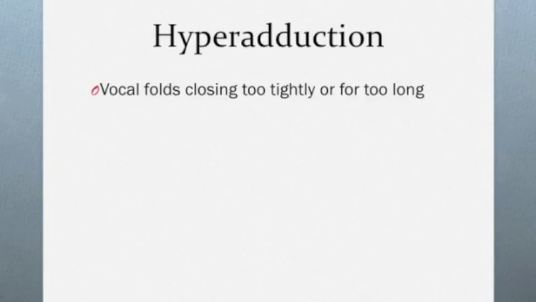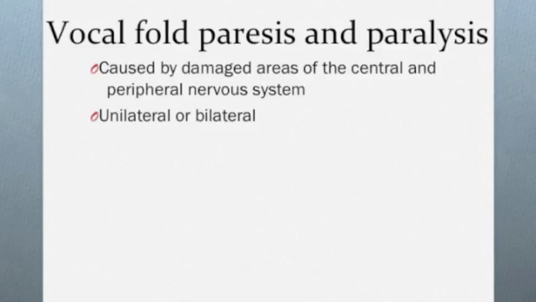Hyperadduction is difficulty with vocal folds closing too tightly or for too long. The voice quality sounds tense and strained and tends to fatigue. Vocal fold paresis and paralysis may be caused by damage to one or more areas of the central and peripheral nervous system. They can be unilateral or bilateral, paresis or paralysis. Unilateral vocal fold paralysis can have mild to severe dysphonia with a breathy, low-intensity voice quality. Bilateral vocal fold paralysis can have serious medical concerns for the client as they do not have normal respiration.